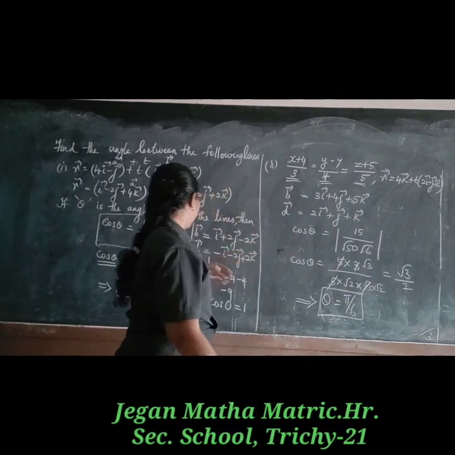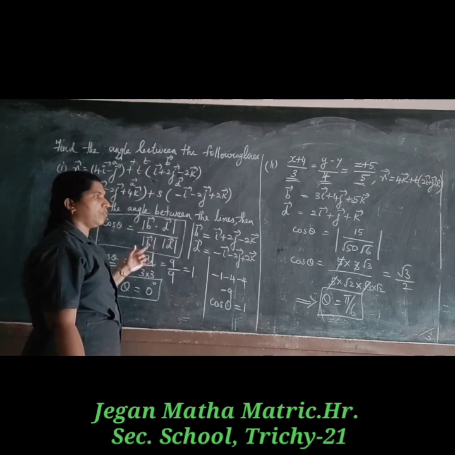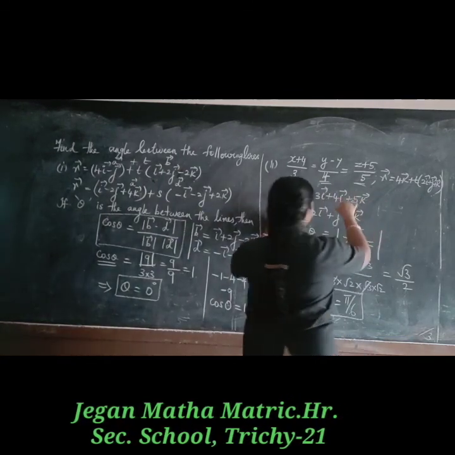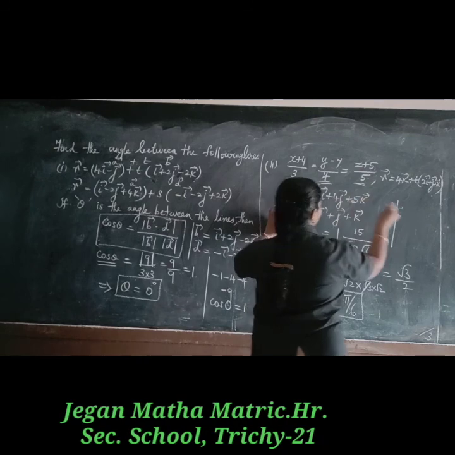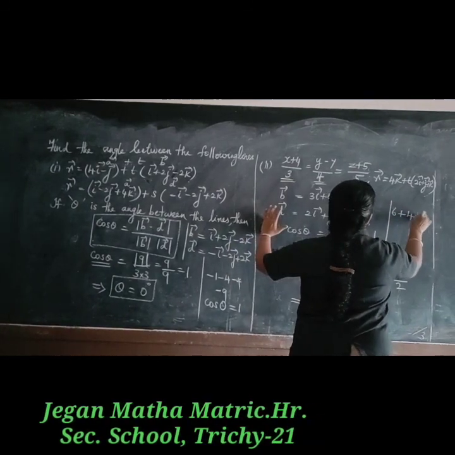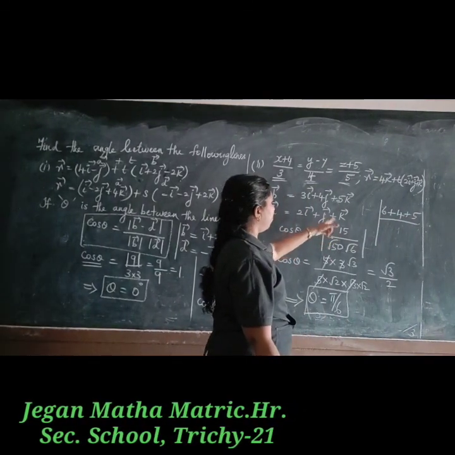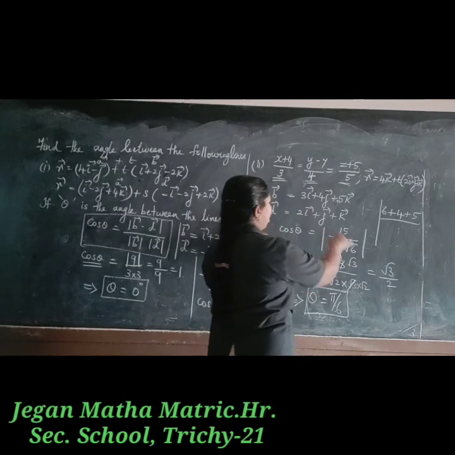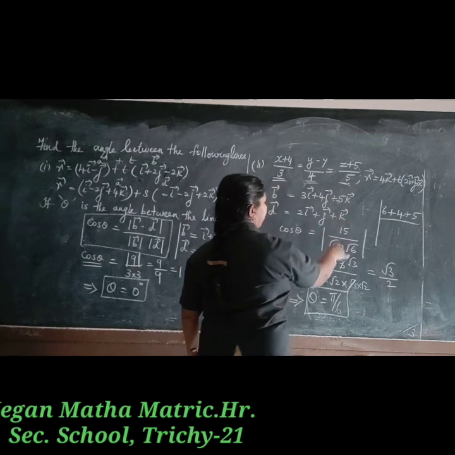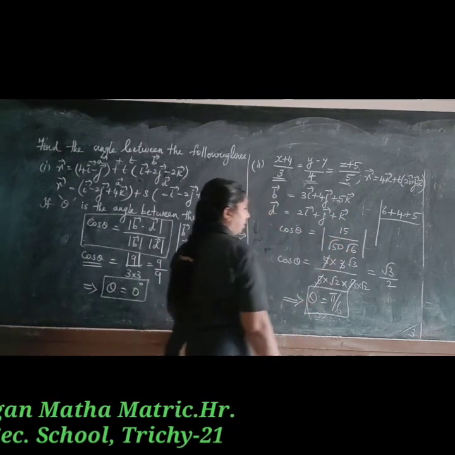Here also cos theta, the formula is modulus of B dot D divided by modulus of B modulus of D. If you are finding the dot product between B and D, 3 2s are 6 plus 4 plus 5, that is 15. So modulus of 15 divided by modulus of B, which is square root of 9 plus 16 plus 25, so it is root 50. Modulus of D is root 6.